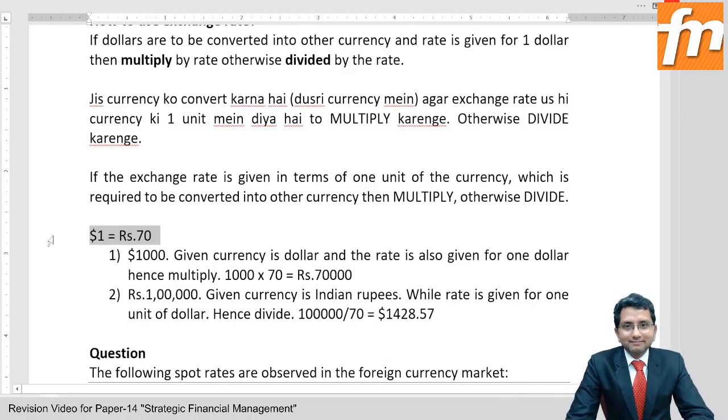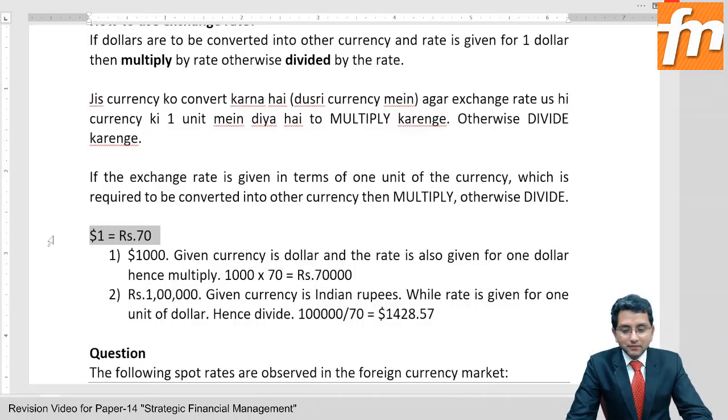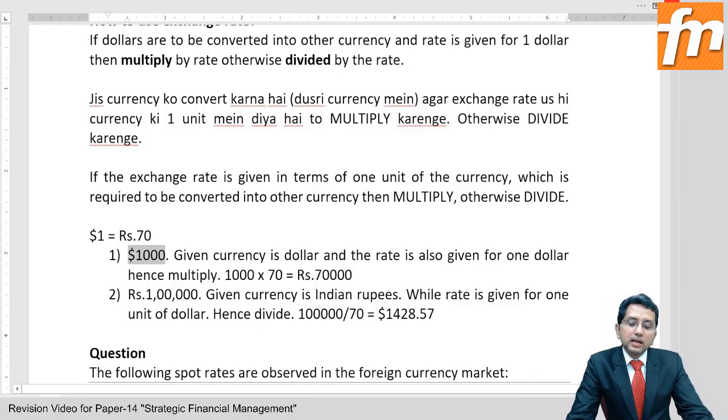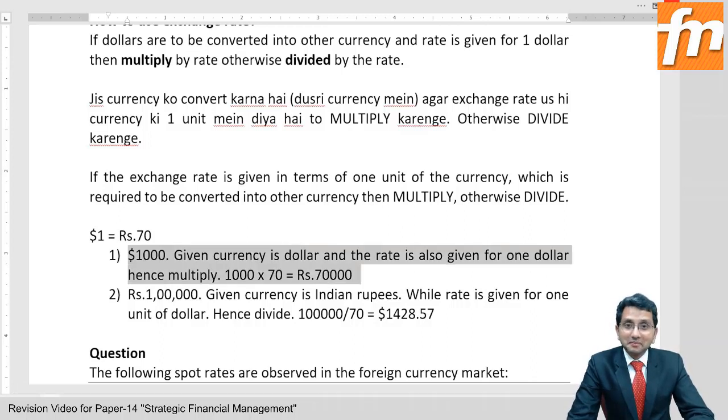Take an example. Exchange rate is $1 equal to rupees 70. Now suppose you have $1,000 to be converted. The exchange rate is given in terms of 1 unit of the currency which is to be converted, that is dollars. That's why you should multiply by this rate. $1,000 multiplied by 70 rupees per dollar is equal to 70,000 rupees.